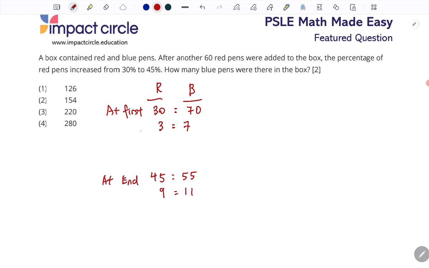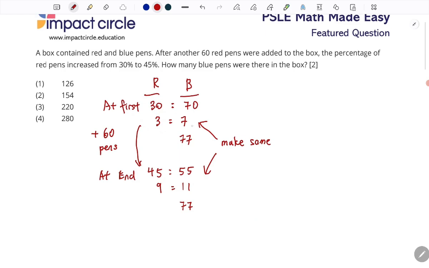We know that the difference from before and after was that 60 red pens was added. However, we also know that the number of blue pens did not change. Therefore, our goal will be to make the units for the blue pens the same before and after. So to do this, we will aim for the lowest common multiple of 7 and 11, which would be 77.